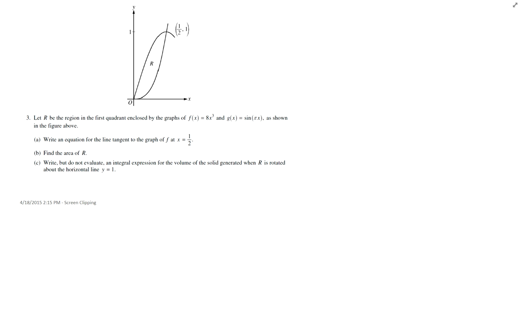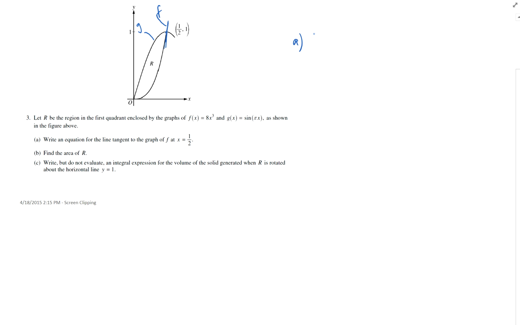Write an equation for the line tangent to the graph of f at x equals 1/2. It's kind of up to you to know which graph is which. So 8x cubed is going to be this one, that's f, and sine of pi x is this one, so that's g. And so we want the tangent line of f at x equals 1/2. Well, that's this point right here, so we're looking for the tangent line right there. Okay, so A.